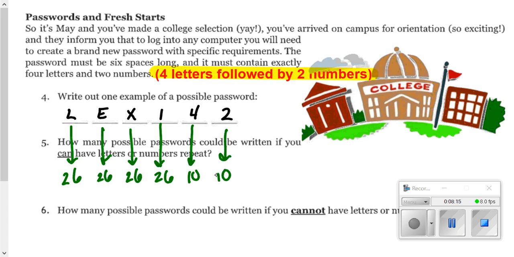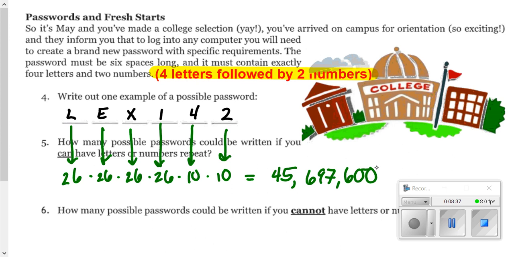So I'm picking all of these, right? I have a letter and a letter and a letter. Notice the and. That means you're multiplying. So when I multiply those together, I get 45,697,600 different options.